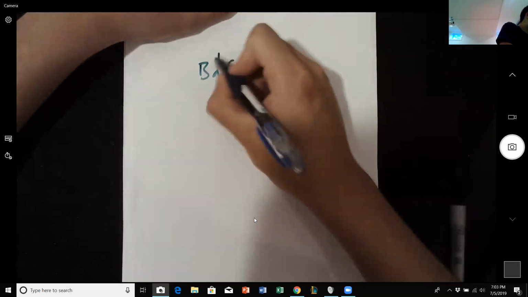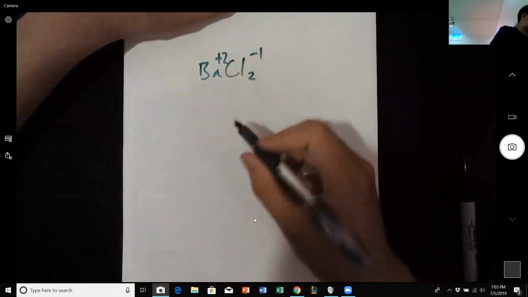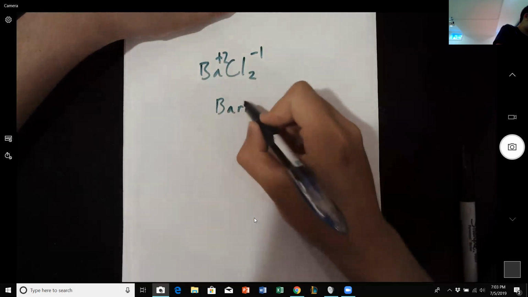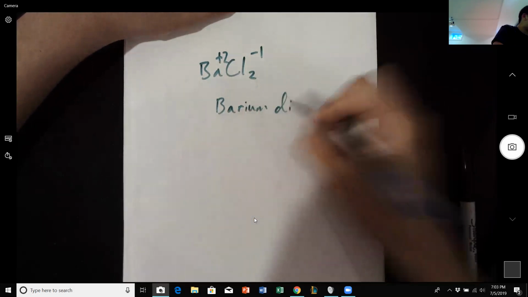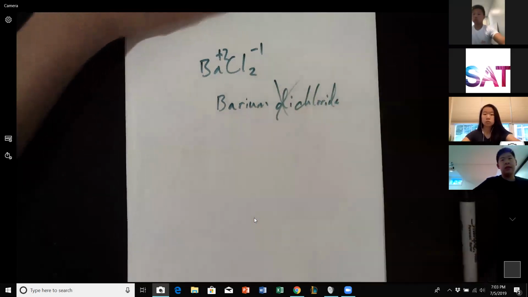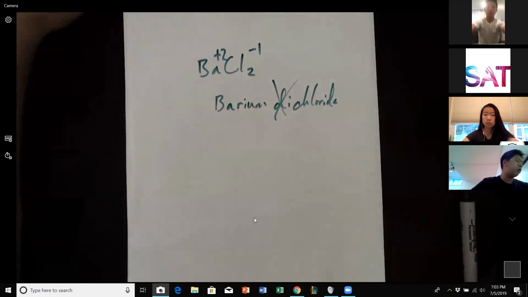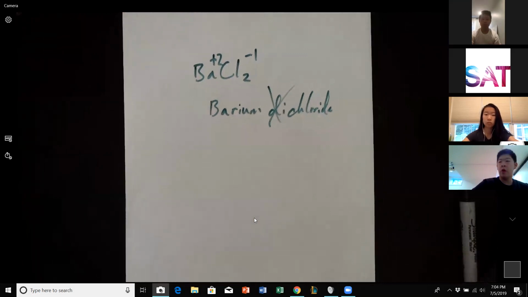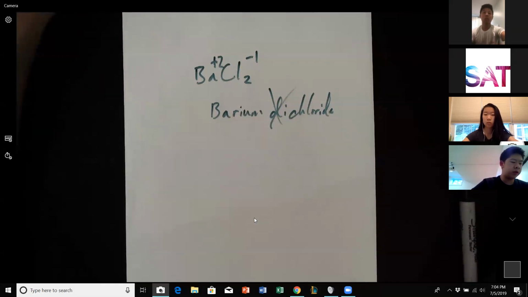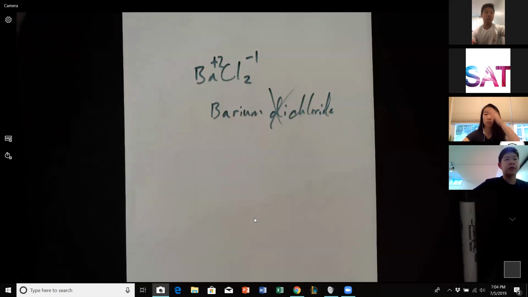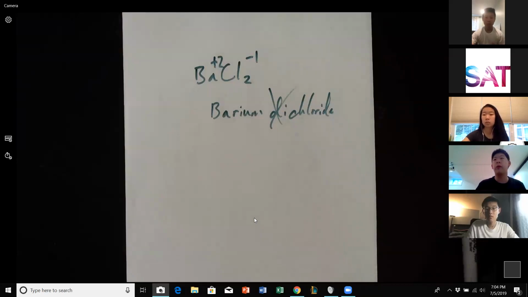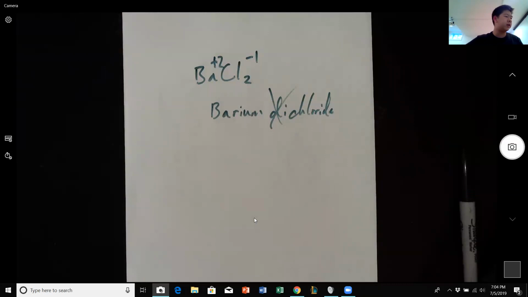We know that barium is +2, and we know that chlorine is -1. So if you were to write barium dichloride, this di isn't necessary. We don't need to write the di prefix, or tri or mono, etc. We don't need to write those prefixes for these kinds of compounds. But some of the compounds that we'll look at today do require prefixes, so we'll talk about that later.